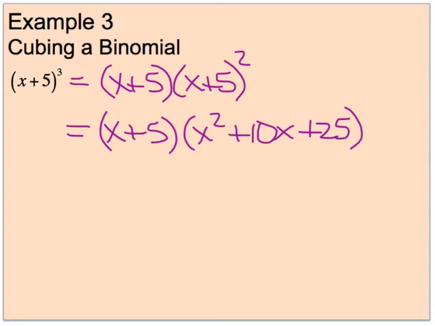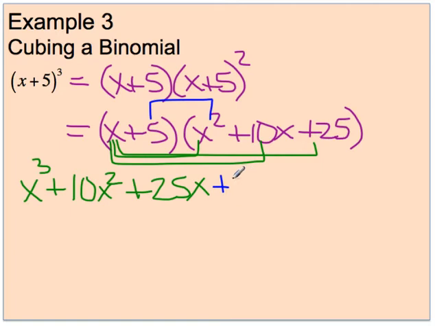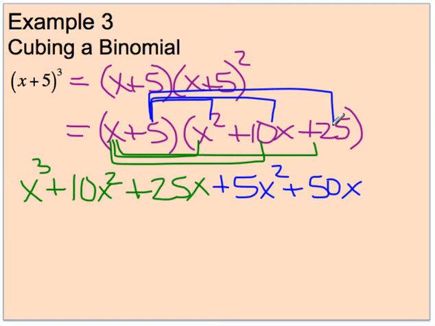So I'm going to use the horizontal format for multiplication. I'm going to do x times x squared, which is going to give me x to the third. x times plus 10x, that's going to give me plus 10x squared. And finally, x times positive 25, that's going to give me plus 25 times x. I'm going to multiply 5 by x squared, so that's plus 5x squared. Plus 5 times 10, that's going to be plus 50x. And plus 5 times positive 25, that's going to give me plus 125.